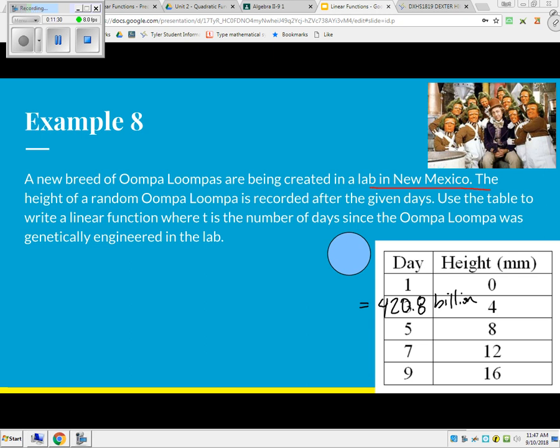So the new breed of Oompa Loompas are being created in a lab in New Mexico. I wonder where those little dudes came from.